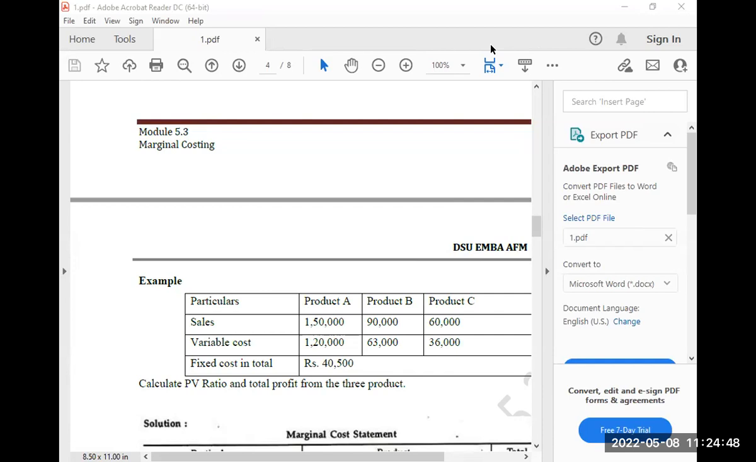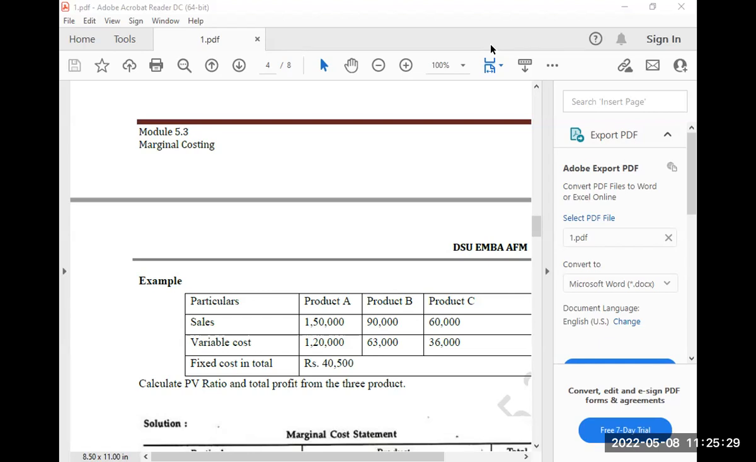So look at this question. Small example. There is a data. There is a company which produces 3 products, namely product A, product B, product C. The sales of product A is expected to be 1,50,000 and that of B is 90,000 and that of C is 60,000. The variable cost for product A 1,20,000, product B 63,000, product C 36,000. And total fixed cost is 40,500. And we are asked to calculate profit volume ratio and also the total profit from these 3 products.